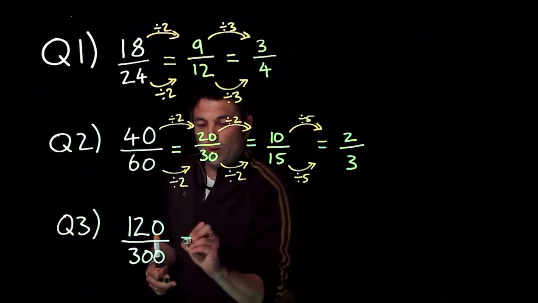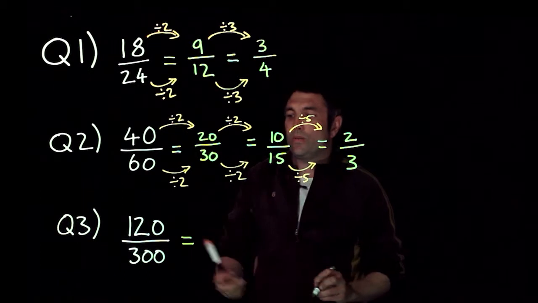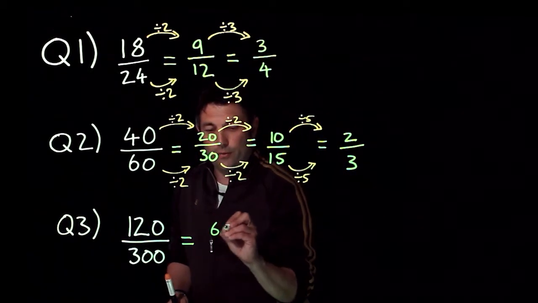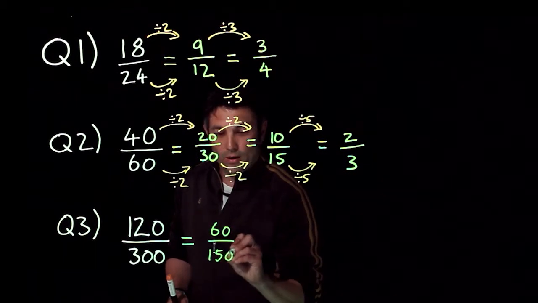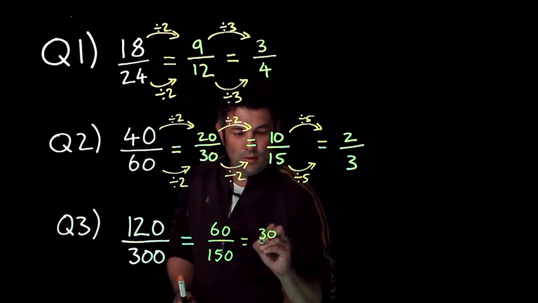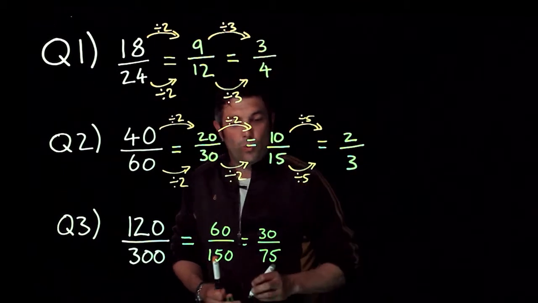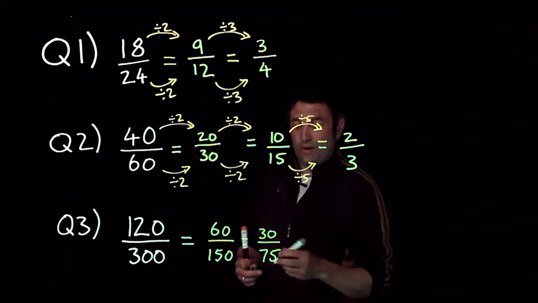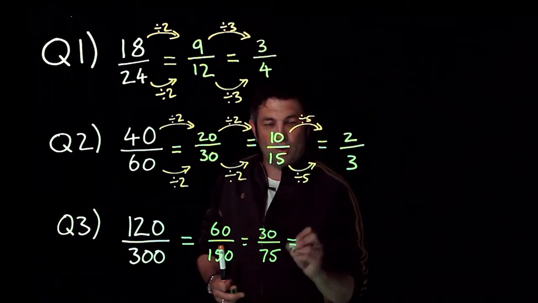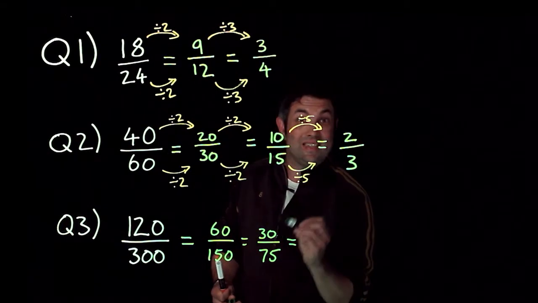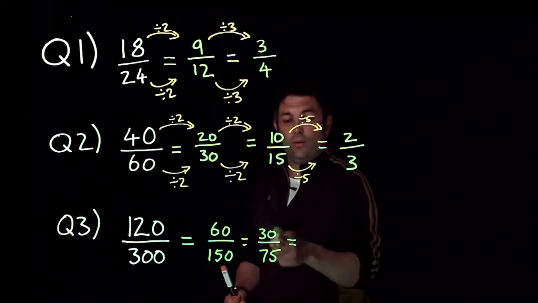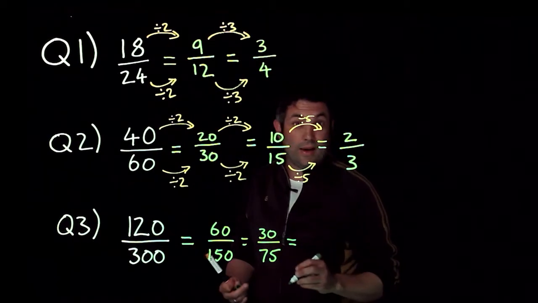Now, this one, bigger numbers, but again, we've got two even numbers, so I can halve, and then I can halve again, and we're down to numbers that aren't both even, but they are both in the 5 times table. I can tell that because that ends in 5, that ends in 0, and you should know that numbers in the 5 times table either end in 5 or 0.